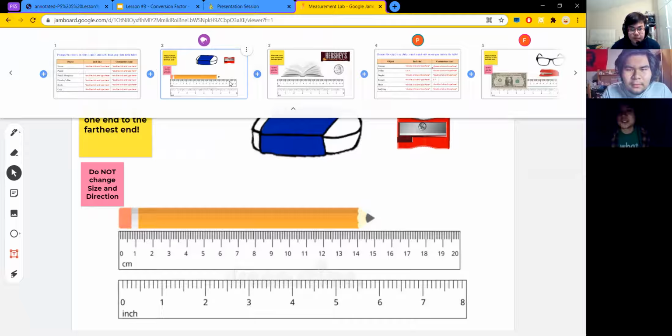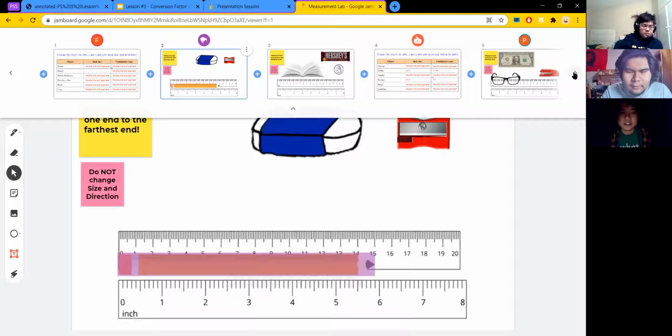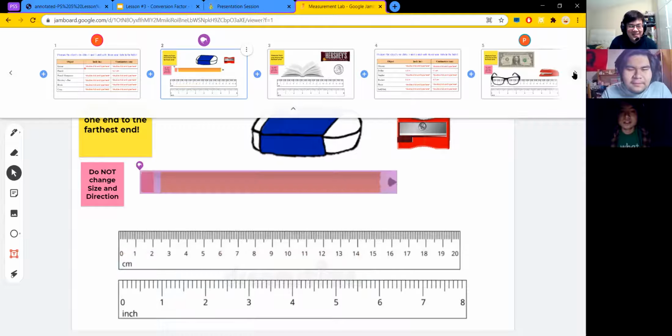14.1 centimeters. All right. Let me repeat that. 14.1. All right. Okay. And for inches, about 5.9 inches. 5.9 inches. Okay. All right. Very good teamwork.